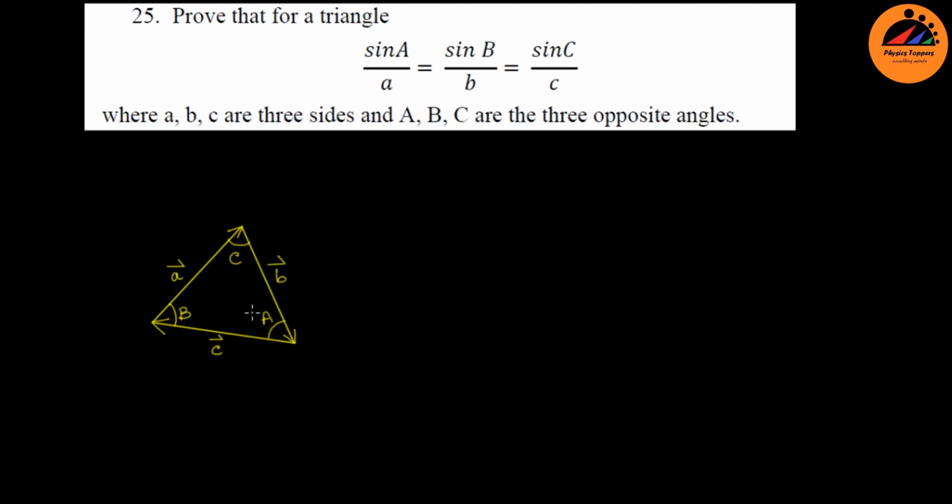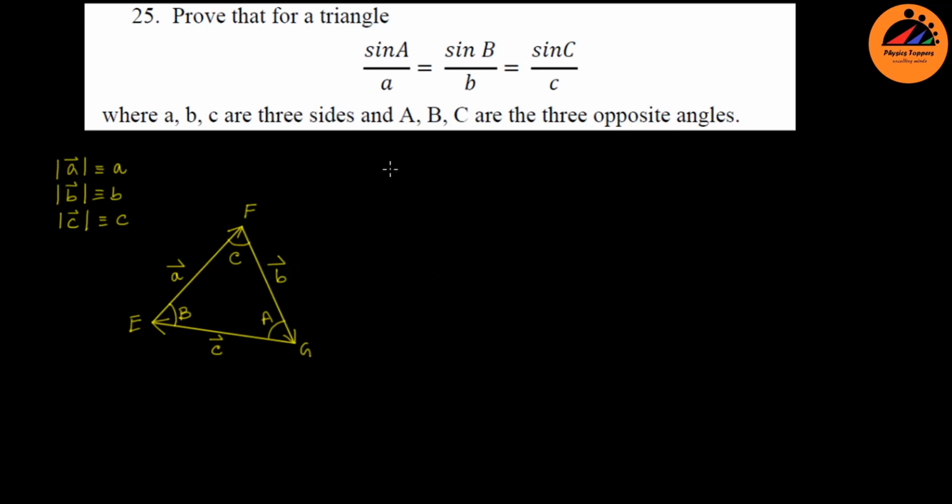Let's name the sides. Suppose E, F and G. And as per notation, you know that the magnitude of A is denoted as small a, magnitude of B is denoted as small b, and magnitude of vector C is denoted as small c. Now let's find the area of this triangle.